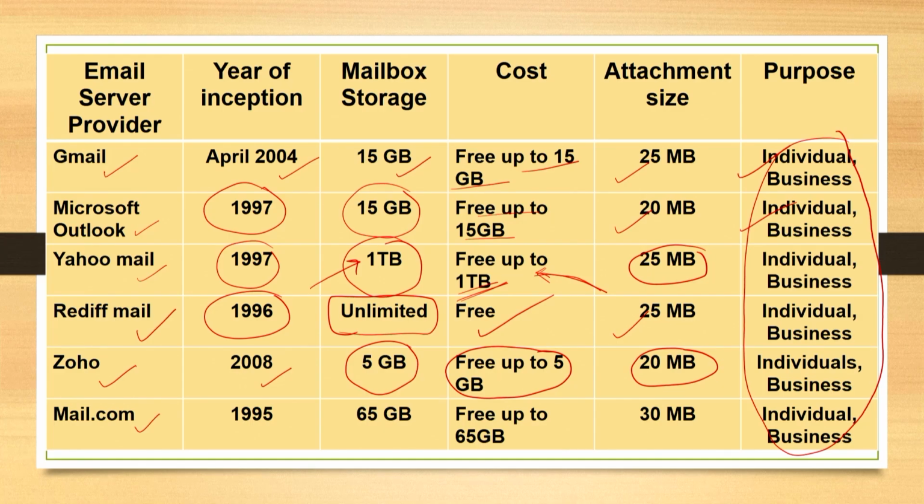Mail.com is also one of the email server providers. Its year of inception was 1995, and it provides only 65 GB of free space for messages, but the attachment size was 30 MB, which is the largest among Gmail, Microsoft Outlook, Yahoo, Rediff, and Zoho. And all of these are used by individuals or businesses. So this was all about email.